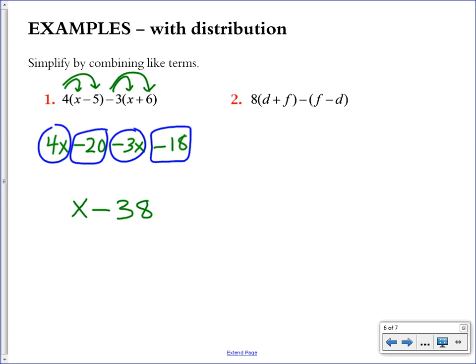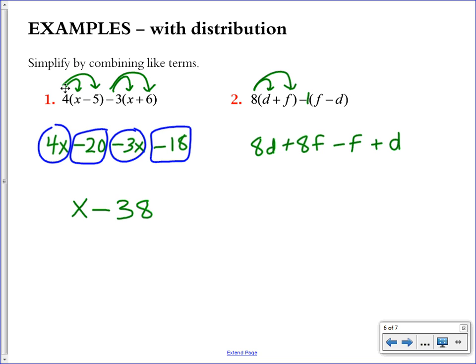And then the last example, I'm going to start by distributing this 8 to the d, 8d, and to the f, positive 8f. And then I have a negative in front of parentheses with no number there to distribute, but I know there is an invisible negative 1 there. So what I'm actually distributing is a negative 1. So negative 1 times f is negative 1f, and a negative 1 times minus d is positive d. Remember, a negative times a negative gives us a positive.